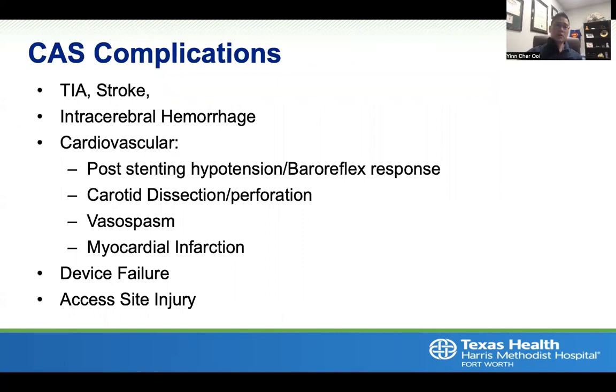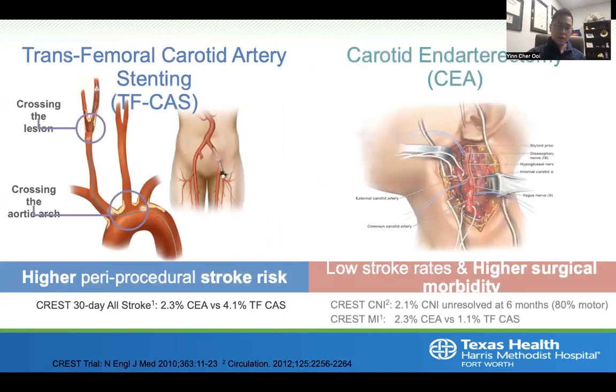Here's a list of some well-described carotid angioplasty stenting complications. The most important complication to discuss with your patients are TIAs and strokes. Of note, if aggressive angioplasty stenting is done, post-stenting hypotension may occur, and we typically manage our patients immediately post-op in the ICU to monitor their blood pressure closely.